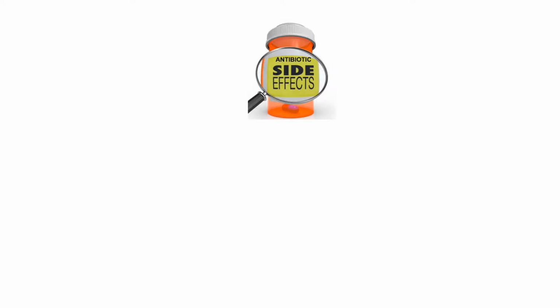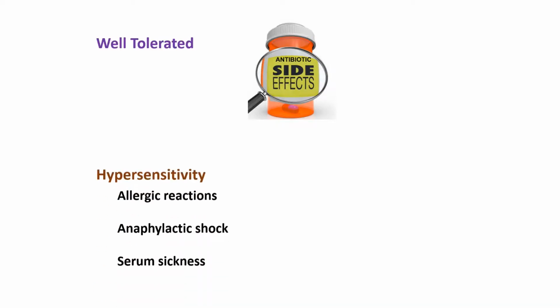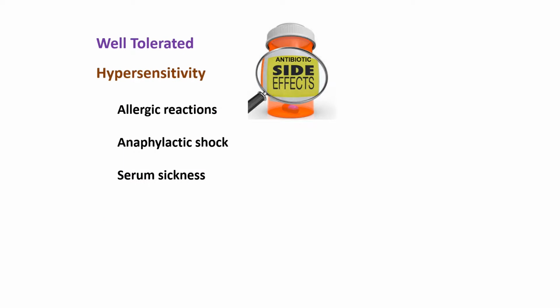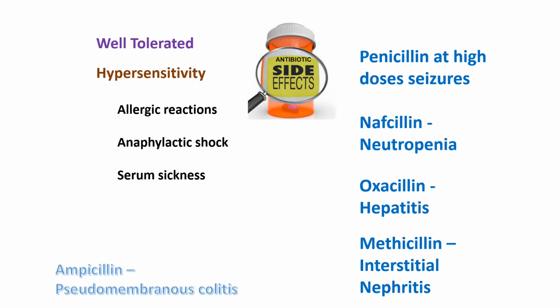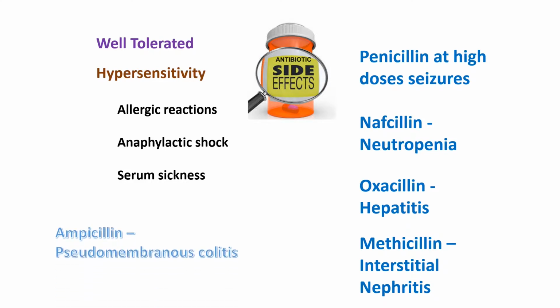Now let's talk about the side effects of penicillin. Penicillin is a generally well-tolerated drug and most of its side effects are due to hypersensitivity reactions. Allergic reactions like anaphylactic shock, serum sickness and skin rashes can occur. Also, there are a few rare side effects: if you give penicillin in very high doses in case of renal failure, they can have seizures. Nafcillin can cause neutropenia, oxacillin can cause hepatitis, methicillin can cause interstitial nephritis, and one very important side effect is by ampicillin, that it causes pseudomembranous colitis.